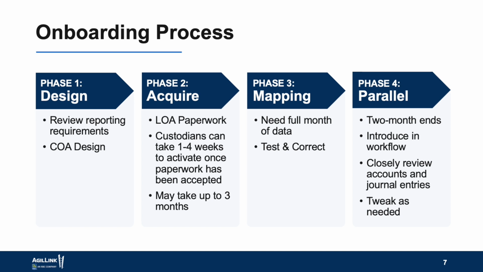The third phase is mapping. Once the data is flowing, mapping begins when a full month of data is available. In the fourth phase, AgilLink runs a parallel process for 2 month-ends, where a workflow is introduced, accounts are closely reviewed, and journal entries are tweaked as needed.